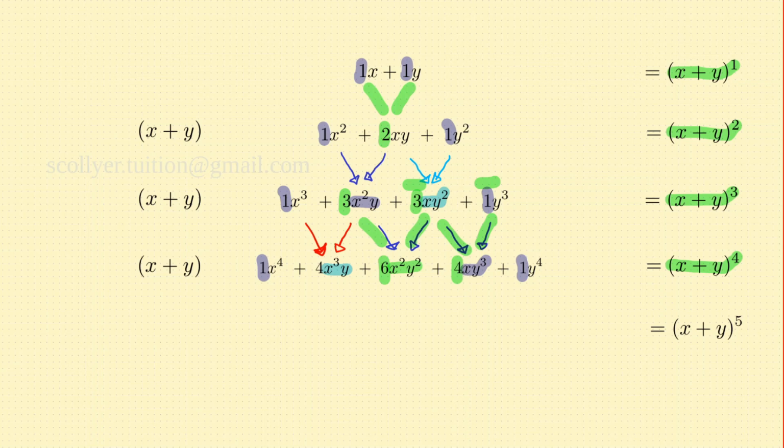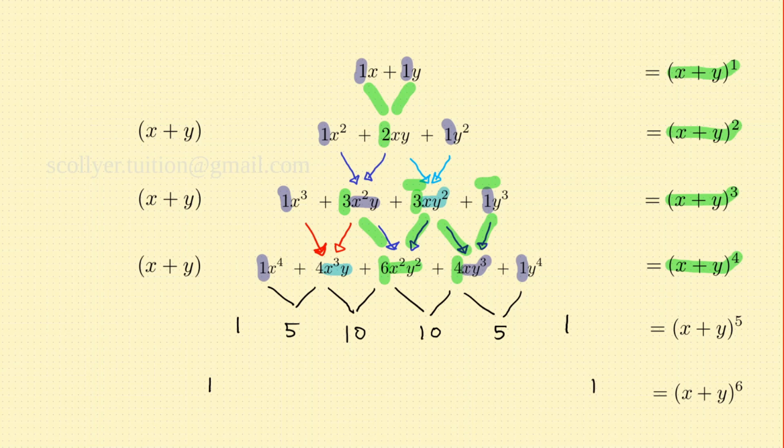We should now be able to generate correctly the coefficients in the expansion of (x + y) to the power 5. So we need a 1 at the beginning and end of the line, and then we need to sum adjacent terms to give 1 plus 4 is 5, 4 plus 6 is 10, 6 plus 4 is 10, 4 plus 1 is 5. And we can also produce just as easily the coefficients in the expansion of (x + y)^6.